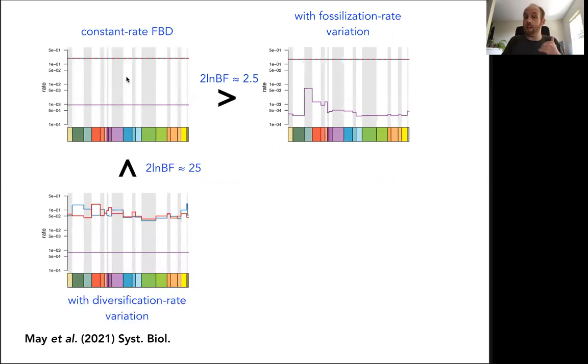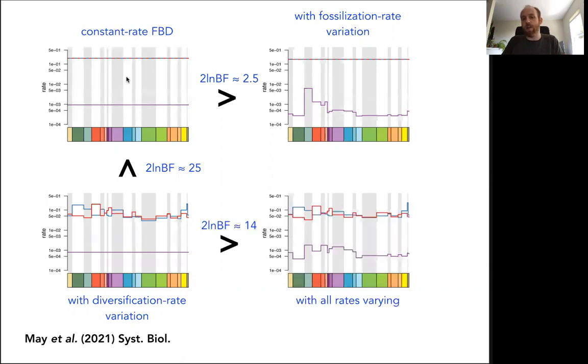If we allowed diversification rates to vary, model fit increased by 25. That's great evidence that diversification rates vary. If we take that model and add fossilization rate variation, model fit decreases by 14. So regardless of the assumption we make about diversification rates, adding fossilization rate variation decreases model fit, which we found very surprising because we had that strong prior expectation that fossilization rate variation would be very important.